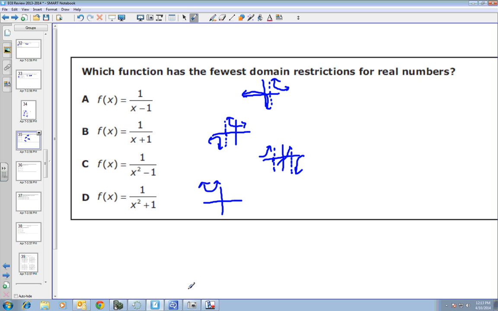But it's a parabola. So what is my domain for a parabola every single time? All reals. Negative infinity to infinity. So which one has the fewest domain restrictions? D. Okay? All right.